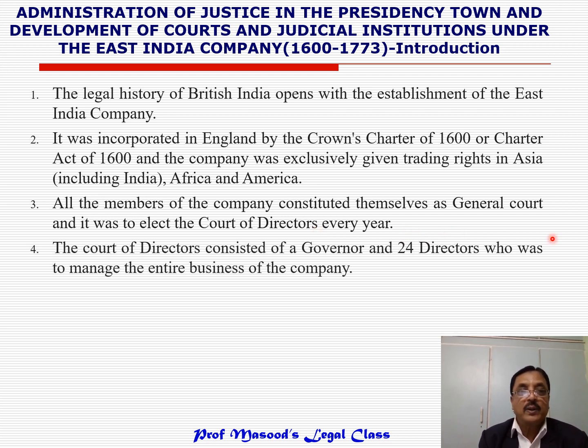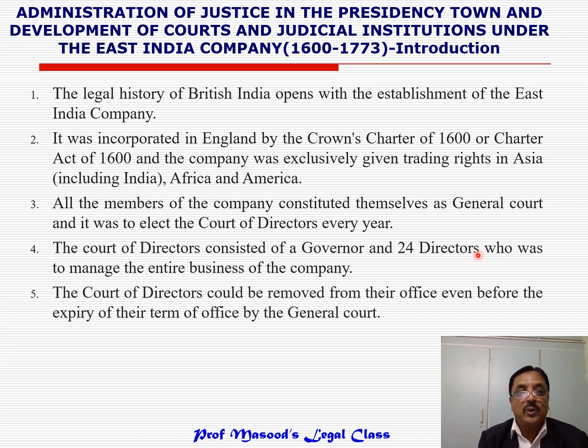The court of directors, which in the present era we call the board of directors, consisted of a governor and 24 directors who were to manage the entire business of the East India Company. The court of directors could be removed from their office even before the expiry of their term of office by the general court.